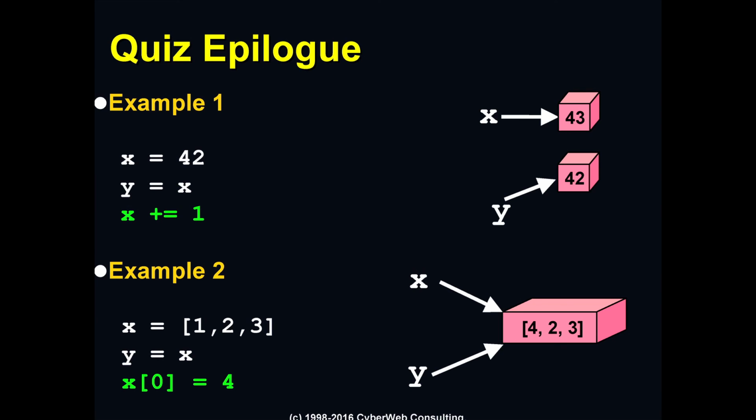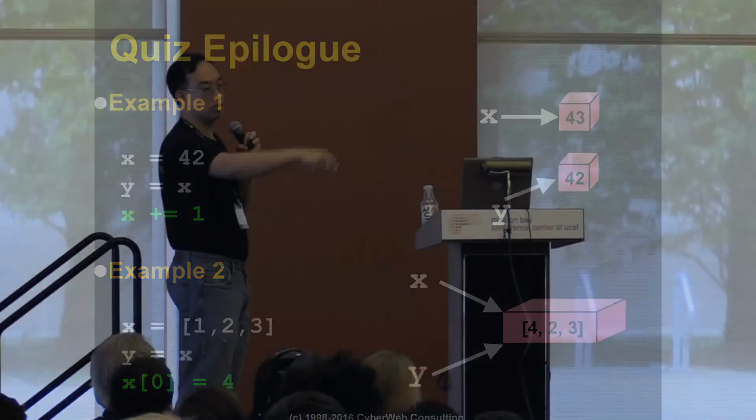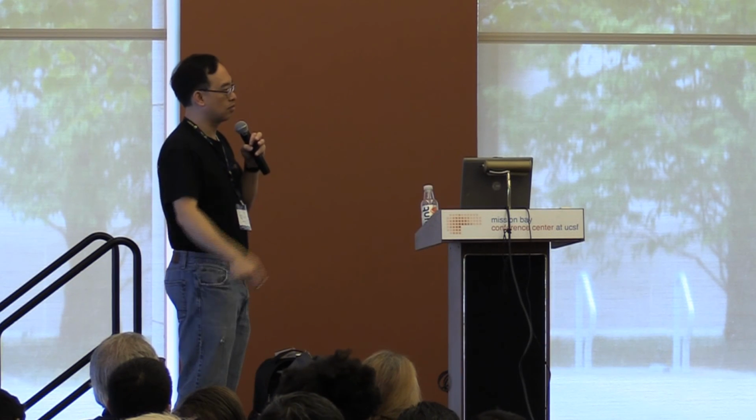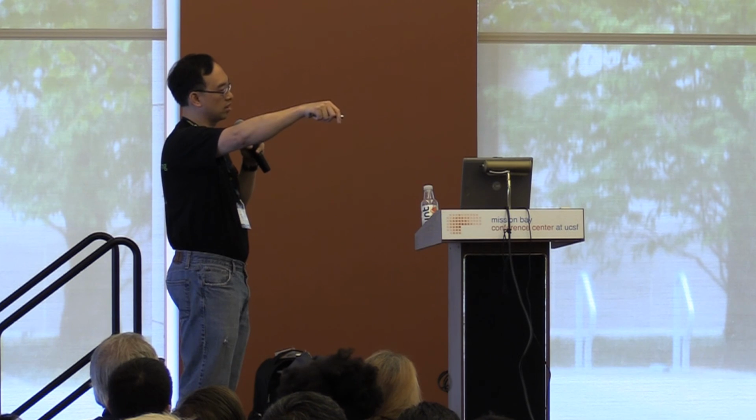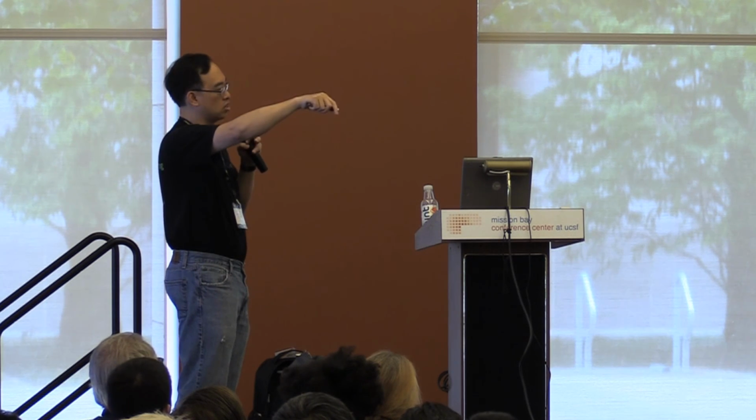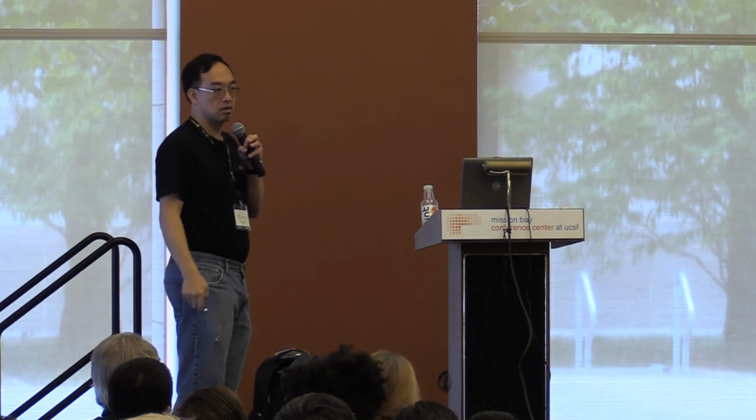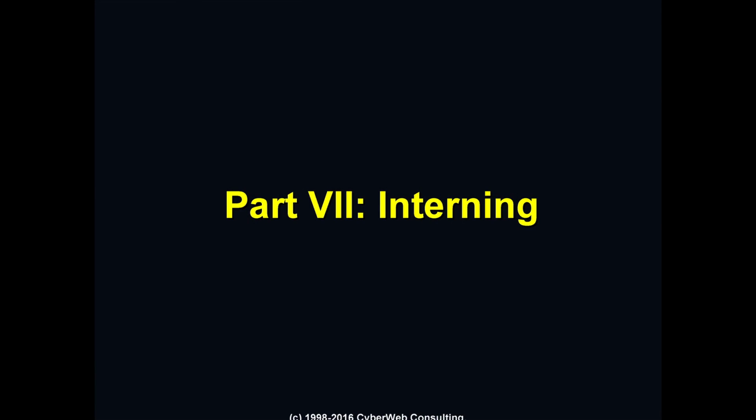Yep, look, I couldn't change the value of 42 to 43. I had to make a new object 43 and make x point to it. But x and y are pointing at the same list. The list is mutable, so if I change x, then I change y. Okay, everybody get that? Okay, cool.